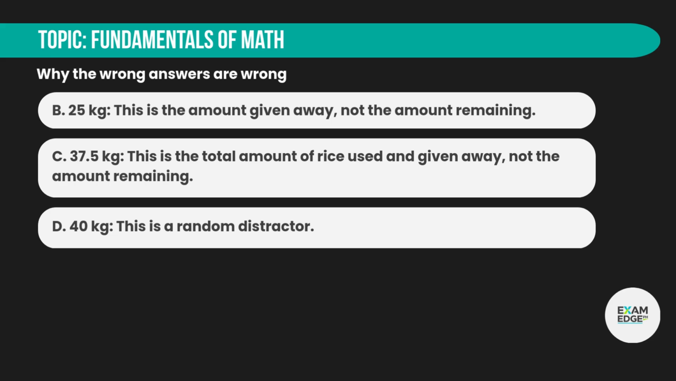Why the wrong answers are wrong. B. 25 kg. This is the amount given away, not the amount remaining. C. 37.5 kg. This is the total amount of rice used and given away, not the amount remaining. D. 40 kg. This is a random distractor.